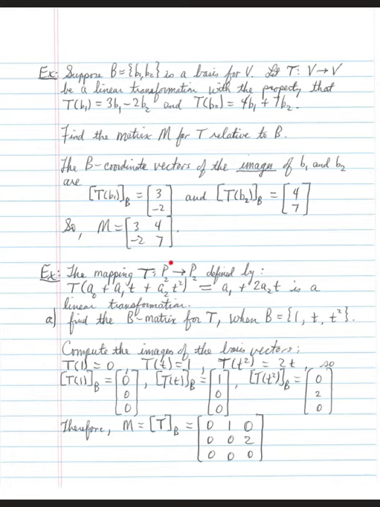Second example, the mapping of T from a second degree polynomial to another second degree polynomial defined by T of a sub 0 plus a1 t, that's a linear term, plus a sub 2 t squared, and that's a quadratic term, is equal to, after the transformation, a1 plus 2a2 t. If you've had Cal 1, and I assume you have if you're in linear algebra, this transformation is the derivative. The derivative of a constant is 0. The derivative of a linear term is its coefficient. And the derivative of a quadratic would be 2 times a sub 2 t to the first power.